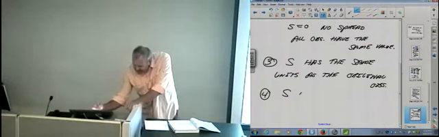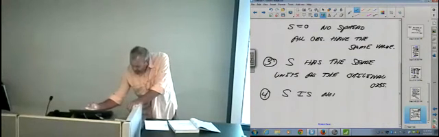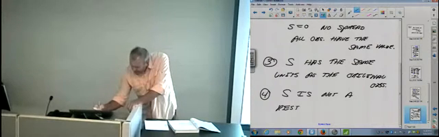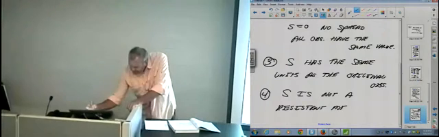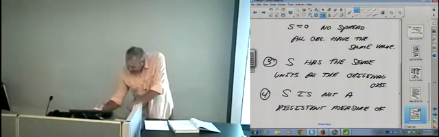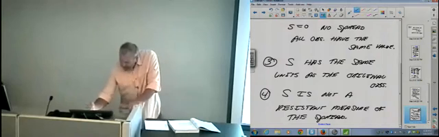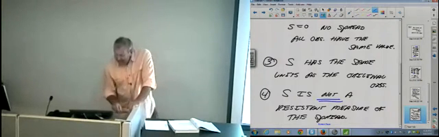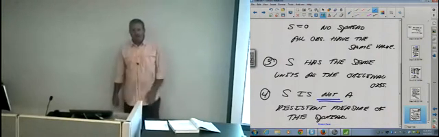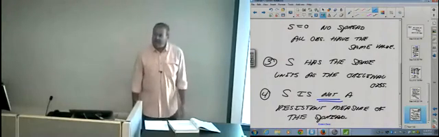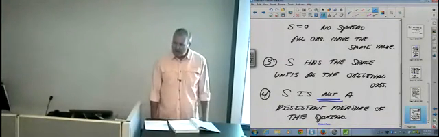F is not a resistant measure of the spread. Now, going back to last week, that means that the standard deviation will be influenced by skewness and/or outliers.